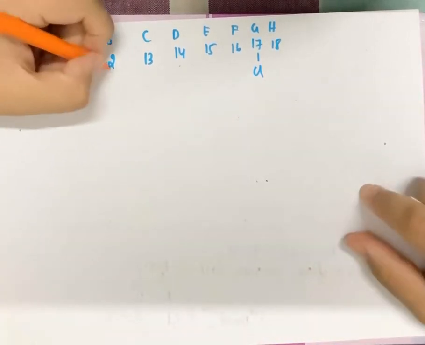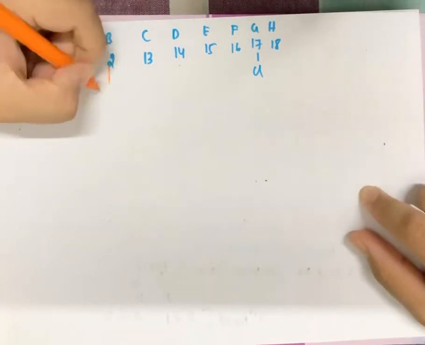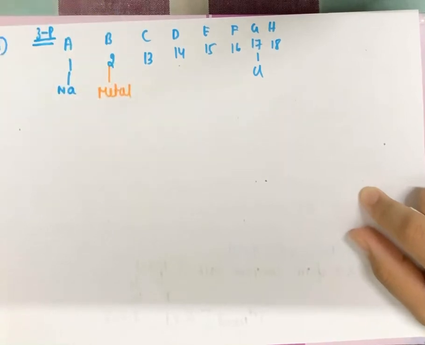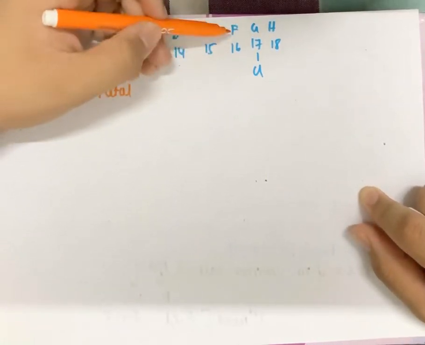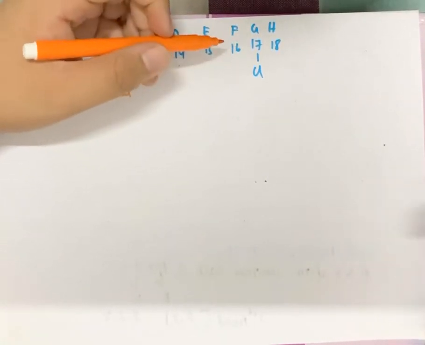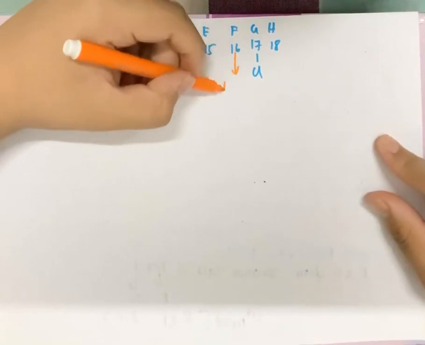Now group number 2 is having 2 valence electrons. That means this is a metal. Group number 2 में metal होते हैं. Group number 16 means what is a valence electron? 6. And 6 means it's a non-metal. So non-metal.